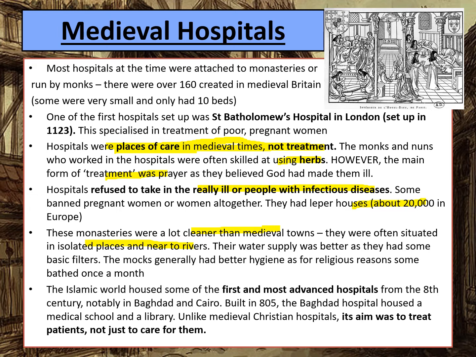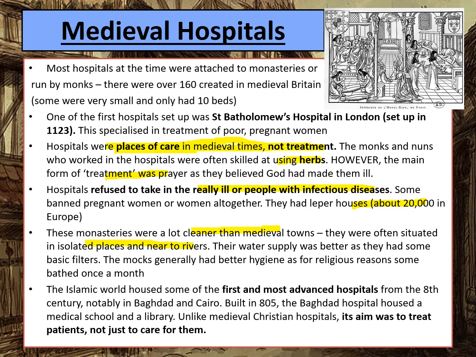Monks generally as well had better hygiene, as for religious reasons they believed in bathing once a month, which was much more than the ordinary public would have bathed. So generally they were cleaner. But if we compare the hospitals in Europe to the hospitals in the Islamic world at this point, and in places in the Middle East, their hospitals were just nowhere near as good as these Islamic hospitals.